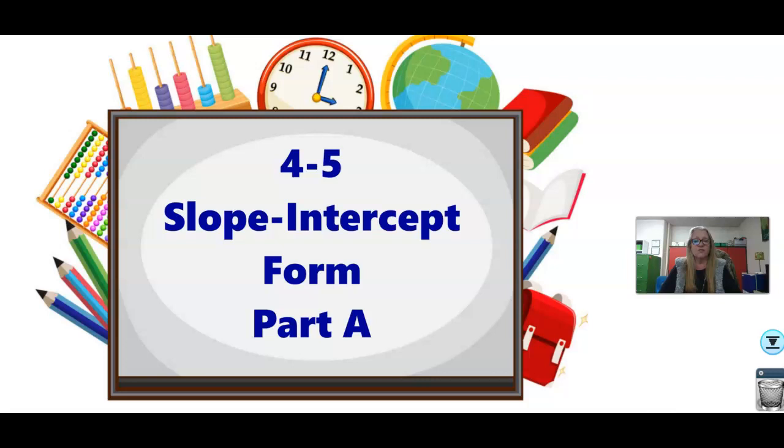We're going to be starting section 4.5 today. I'm going to break it up into two parts because I thought there was too much stuff in it to make it one thing. So we're going to have part A and part B on 4.5. This is all about slope-intercept form, okay? And we're going to get started here. I'll try not to make this video too long.